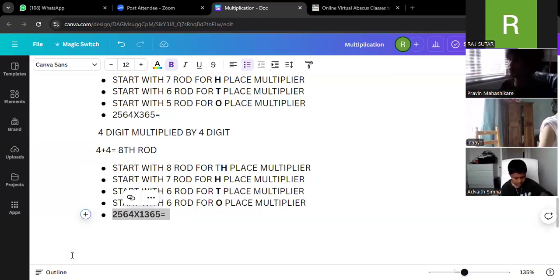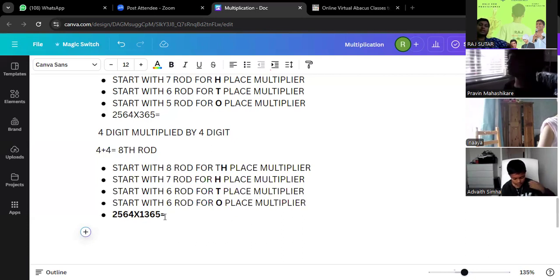Pranil asks: does it work on a 13-rod Soroban? Yes, it can work on a 13-rod Soroban, Pranil. But you don't have to write the questions on the abacus. Can I write it in my book? Yes, or for now, you can just watch it on the screen and multiply one by one. Okay, 13 rods. Start writing the answer on the 8th rod.